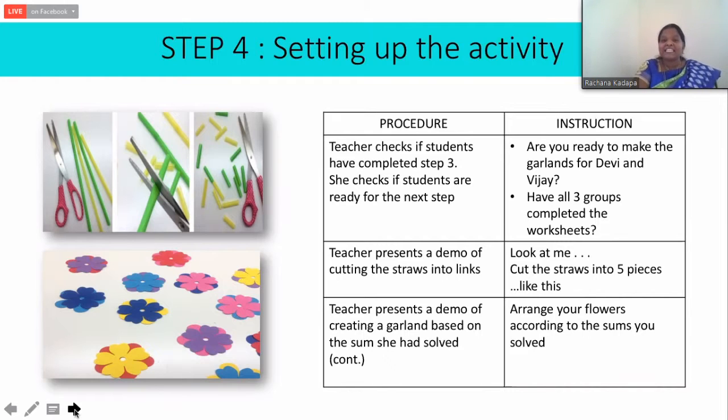The teacher presents a demo of cutting the straws into links. So here one paper straw, and then how to cut the links.